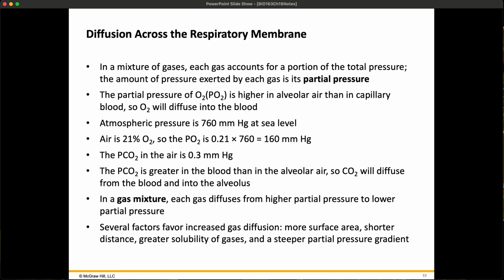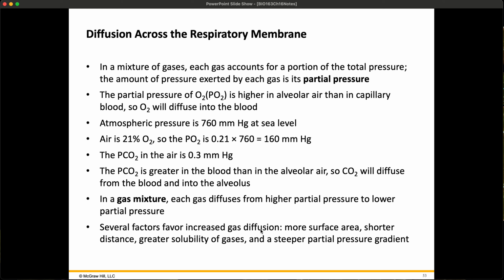So partial pressures, even though you have a mixture of air, can move in opposite directions based on the gas you're observing. As you're seeing in air, there is CO2 and it does have a partial pressure, but it's so much less than the PCO2 in blood that CO2 is only going to diffuse into the alveolus. So in a gas mixture, each gas diffuses from higher partial pressure to lower partial pressure, dependent on that gas.